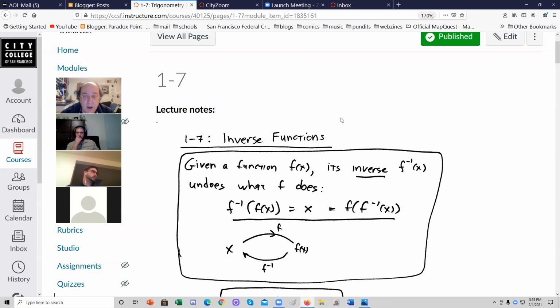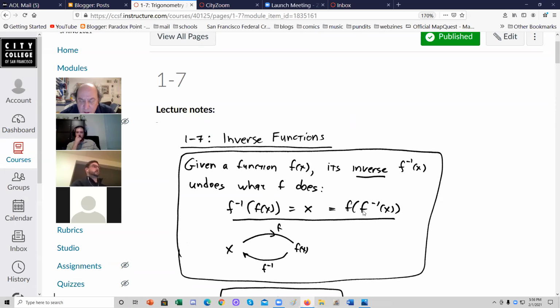The idea of an inverse function, f inverse of x, written like this, is that it undoes what a function f does. I'm not entirely happy about this notation f to the minus 1. It makes it sound like it's the reciprocal of f. Not really. Very different critter. But at any rate, f inverse of f of x equals x.